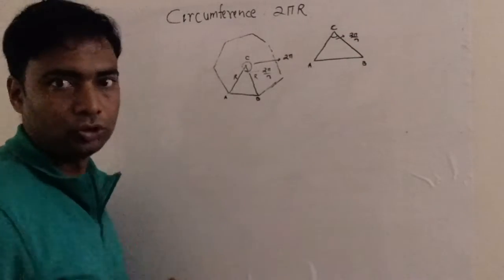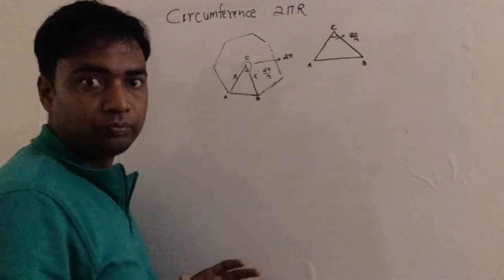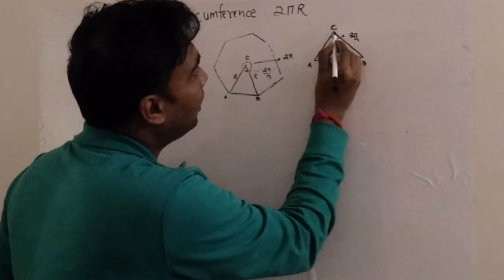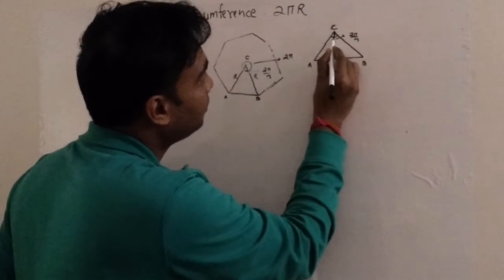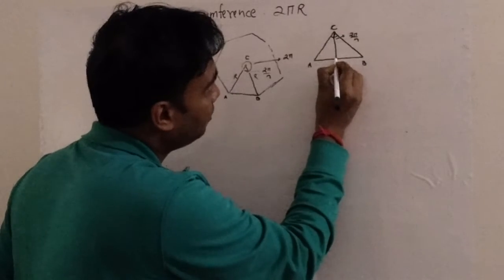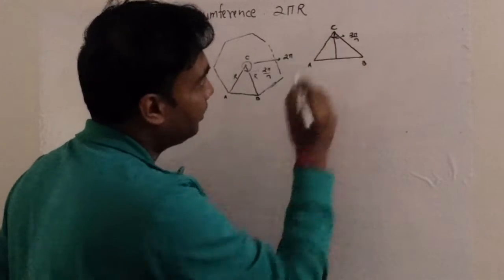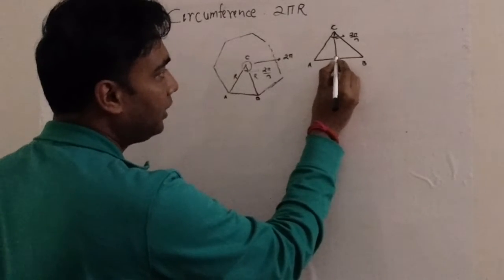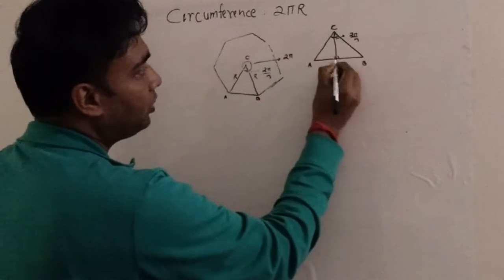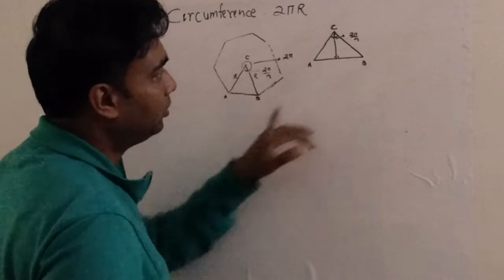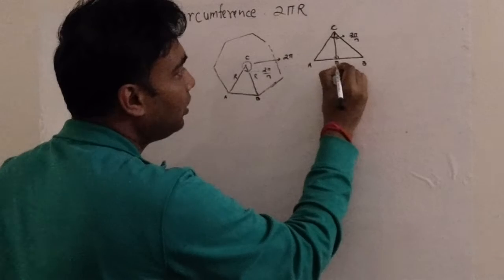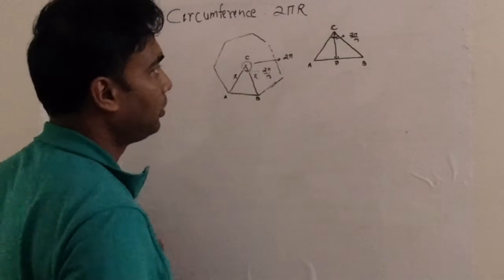So what are we going to do now? I'm going to draw a line which will bisect this angle. And we will see that this line will be perpendicular to this base AB. Let this point be D. I'm going to prove how it is 90 degrees.